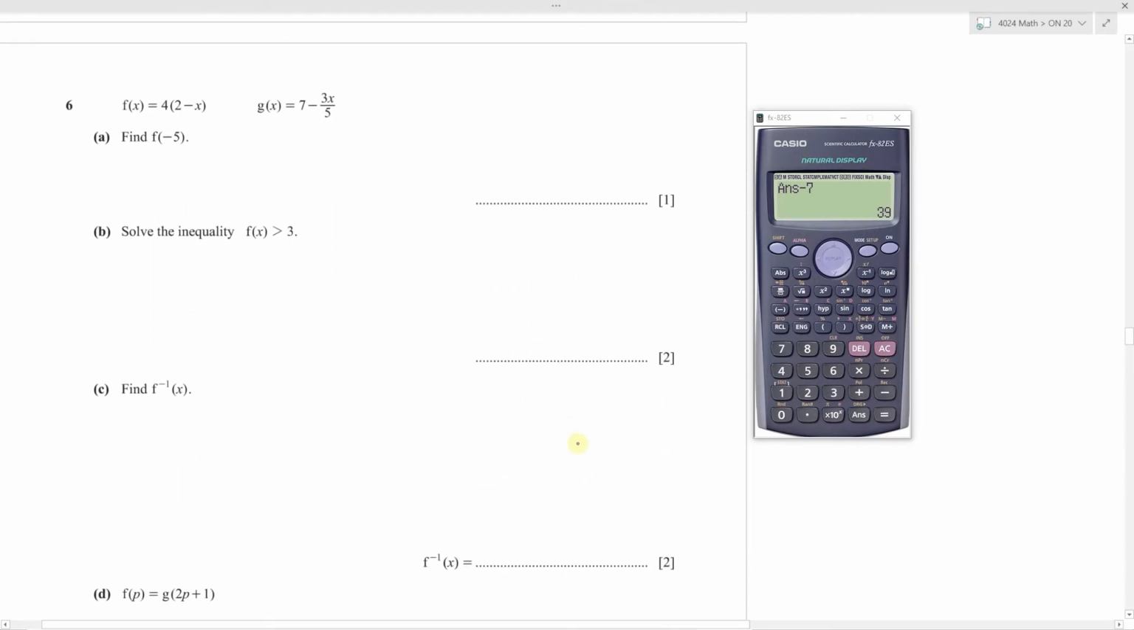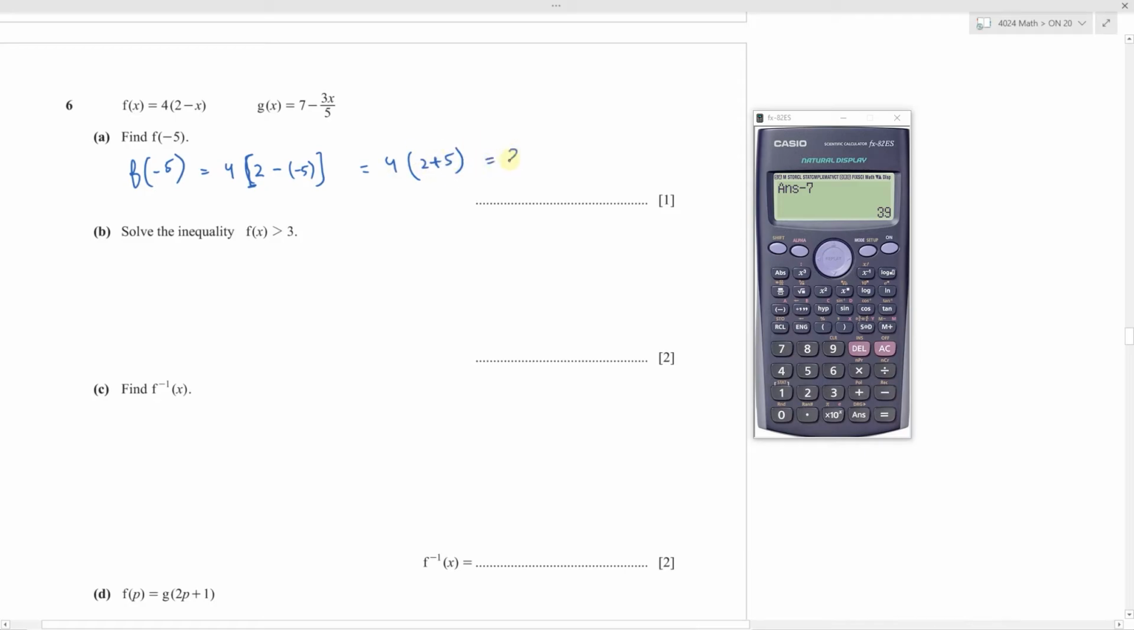Question number 6. You're given f of x and g of x. Part A is find f of minus 5. So for f of minus 5, I'll simply substitute minus 5 in place of x. So 4 into 2 minus, and then x is substituted by minus 5. Let's use square brackets for these. So minus and minus becomes positive. So 2 plus 5, 2 plus 5 is 7.